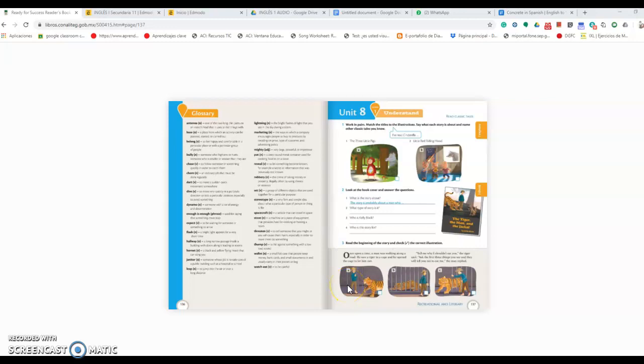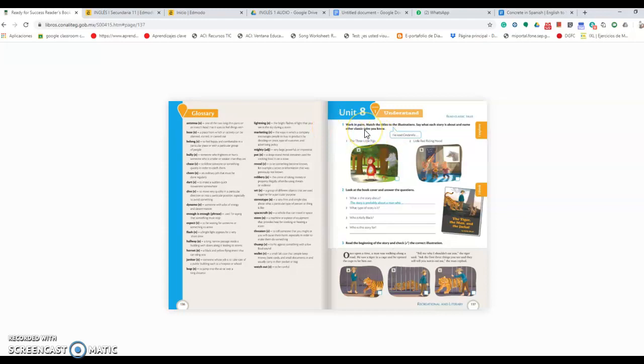Hello, my students. Today we're going to start the new Unit 8, Read Classic Tales. So we're going to start with the first activity. Open your books and let's go to page 137. We're going to start with the first activity.